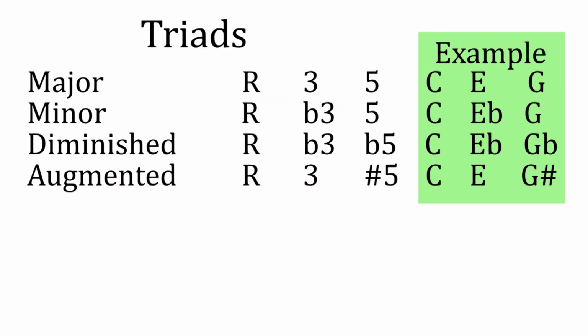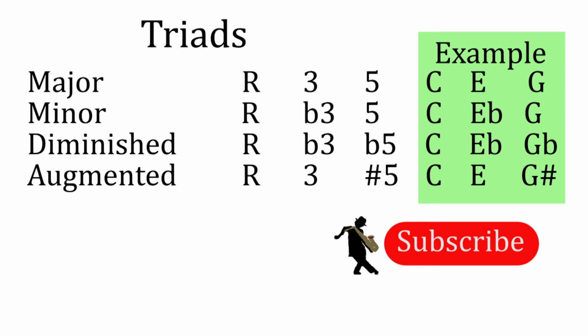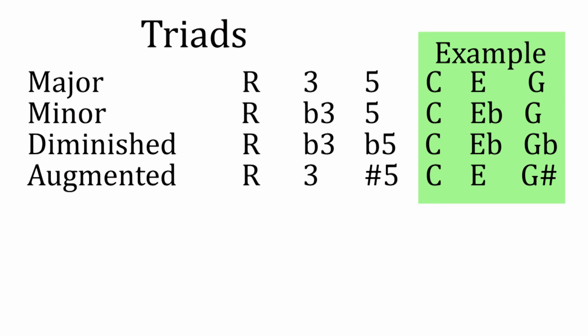So to recap, the major triad consists of the root, the third, and the fifth note of the scale. The minor triad has the root, the flattened third, and the fifth note of the scale. The diminished triad has the root, the flattened third, and flattened fifth of the scale. And the augmented triad has the root, the third, and the raised fifth of the scale.